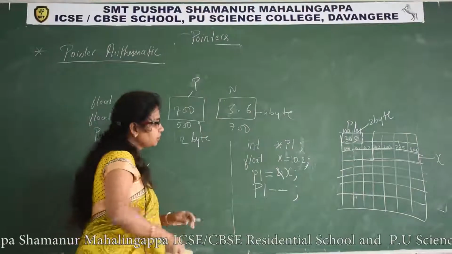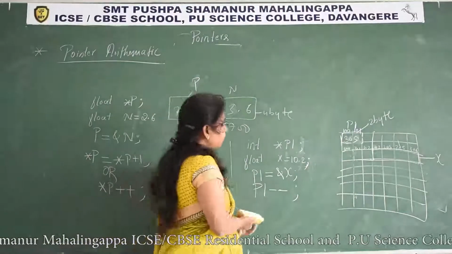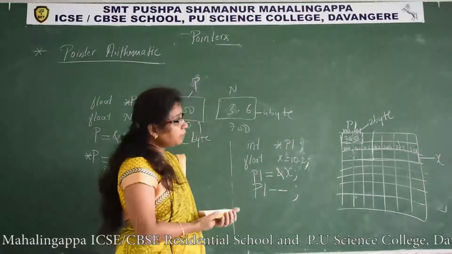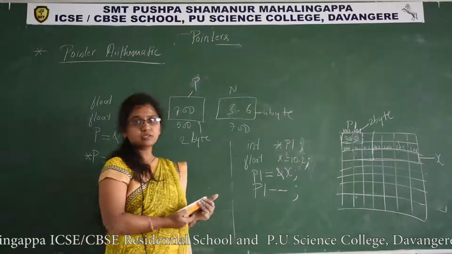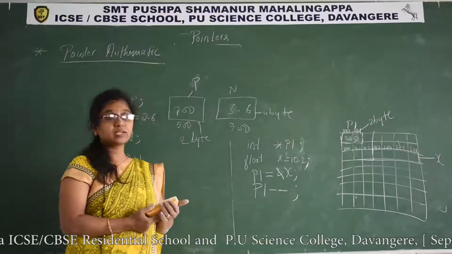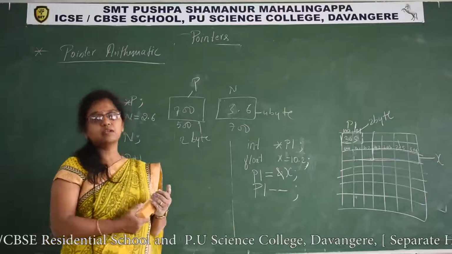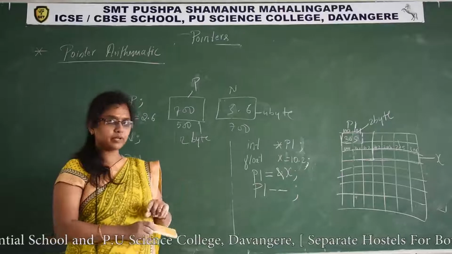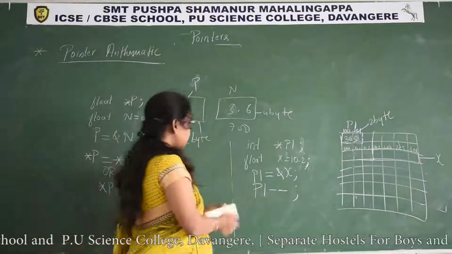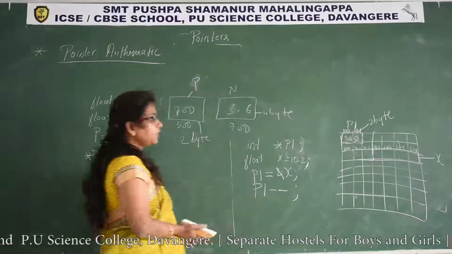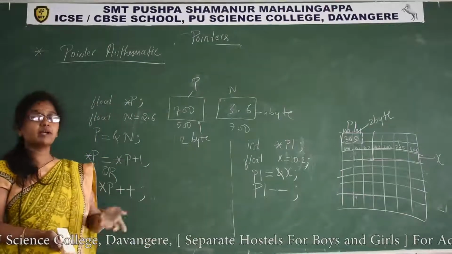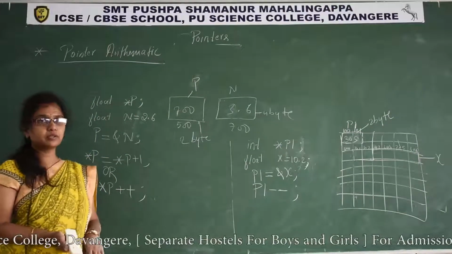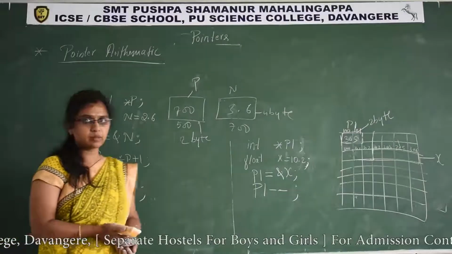Understood? But when we perform some operations on the memory locations, the contents of memory locations, using pointers, we have to take compatible pointers. Okay? In the next class, I will show how to take a compatible pointer, and why we should take a compatible pointer to perform certain operations on the variables.